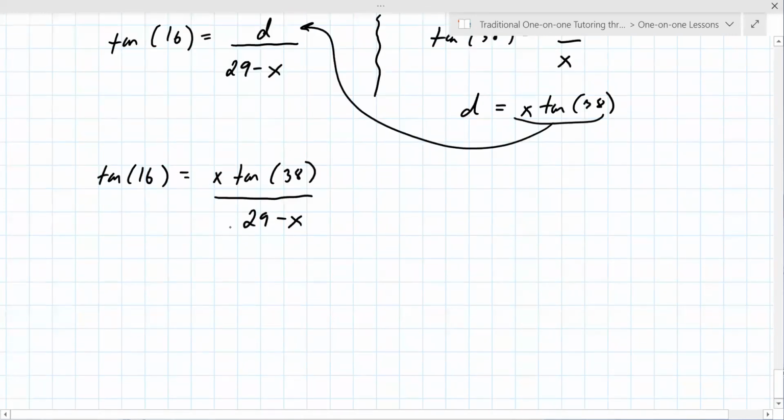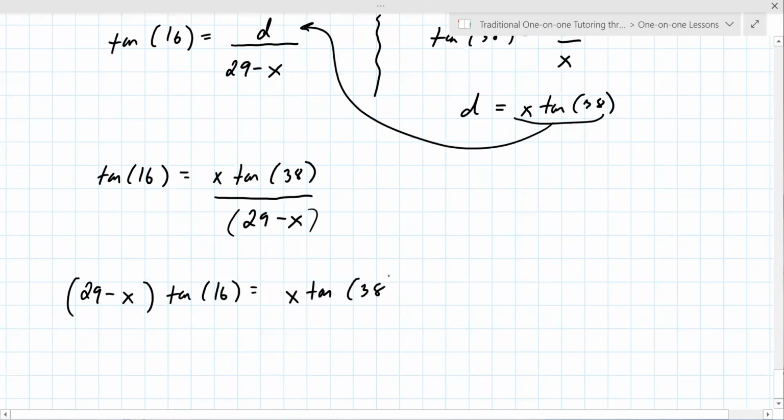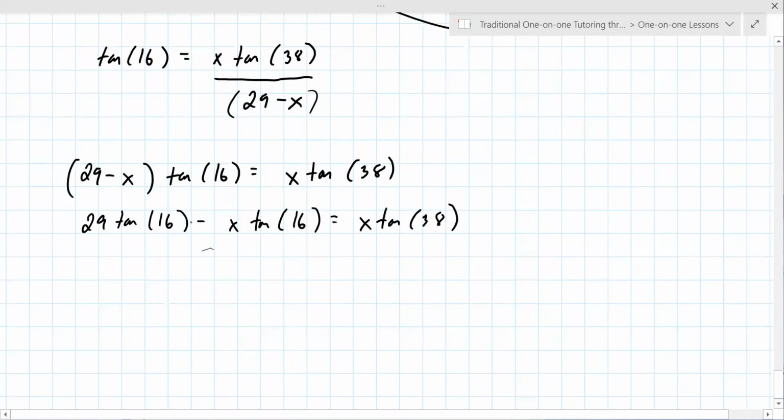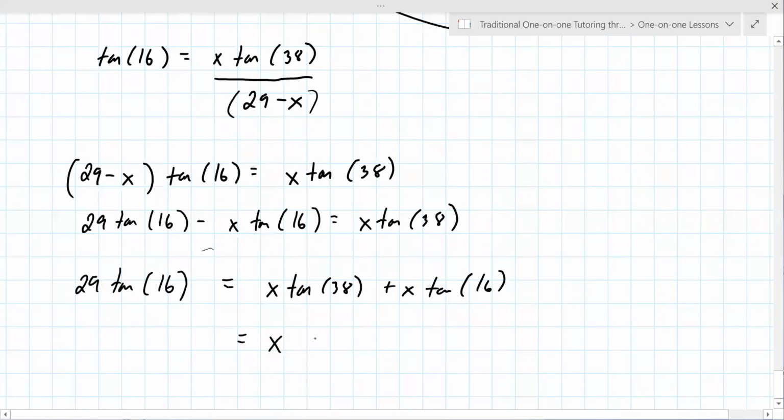Okay. Then it's just an exercise in solving here. So we multiply both sides by 29 minus x. So 29 minus x times tangent of 16 equals x tangent 38. On the left here, you distribute: 29 tan 16 minus x tan 16 equals x tangent 38. Move this x term to the right. Okay, so you get 29 tangent 16 equals x tangent 38 plus x tangent 16. Factor out your x. Got it.